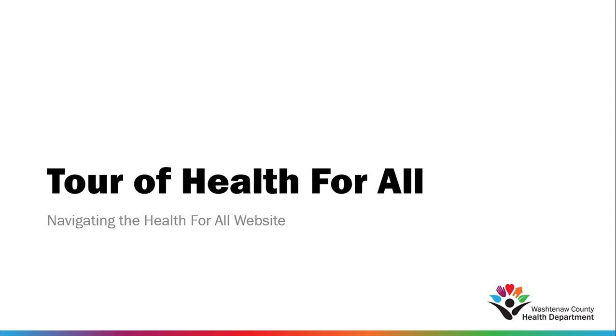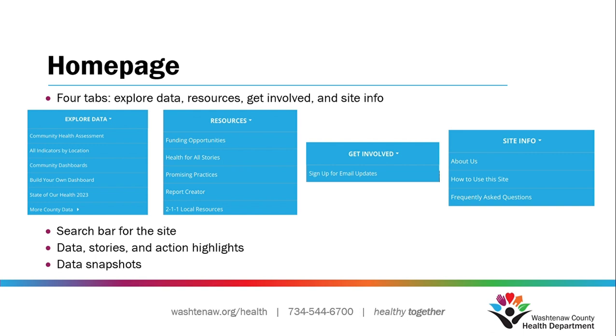So to provide an overview of navigating the site, there are 4 main tabs on the homepage, and I'm going to cover what information is contained within each tab. There's a lot of information on this site, so if you're seeking specific information, hopefully this will help to provide a general sense of what location to look in. The 4 main tabs on the homepage are Explore Data, Resources, Get Involved, and Site Information.